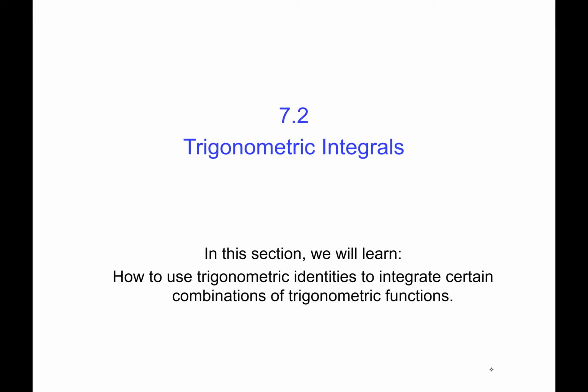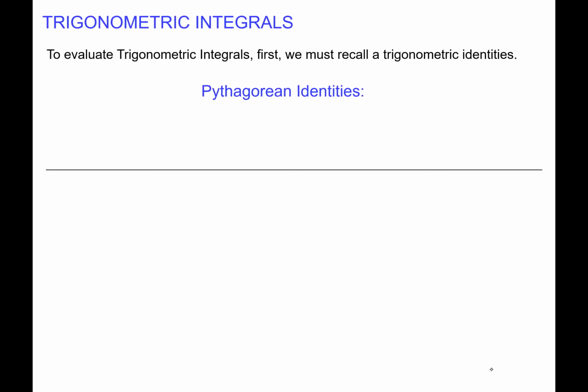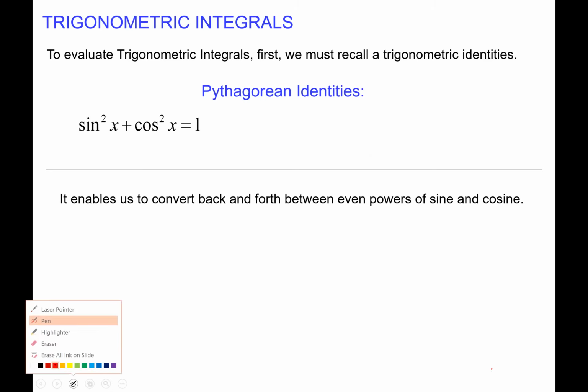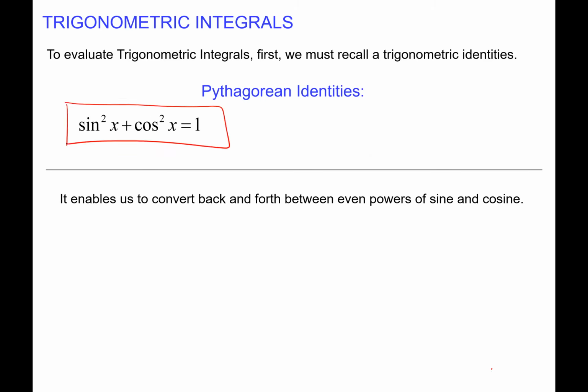That means let's check. First of all, the Pythagorean identity. That's sine square of x plus cosine square of x is 1. We really have to know this. I will box it. We really have to know that formula.